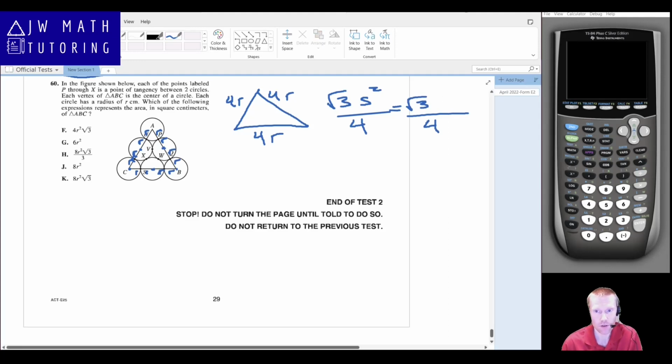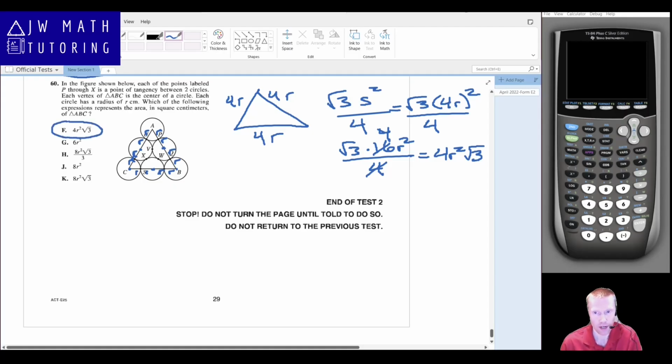And when you do that and you go ahead and square it out, you're going to just get root 3 on top times 16r squared all over 4. And then the 4, of course, will cancel out with the 16, leaving a 4 on top. And so your final answer is just going to be 4r squared, and we'll put the square root of 3 after it. So the correct answer for this one is going to be letter F.